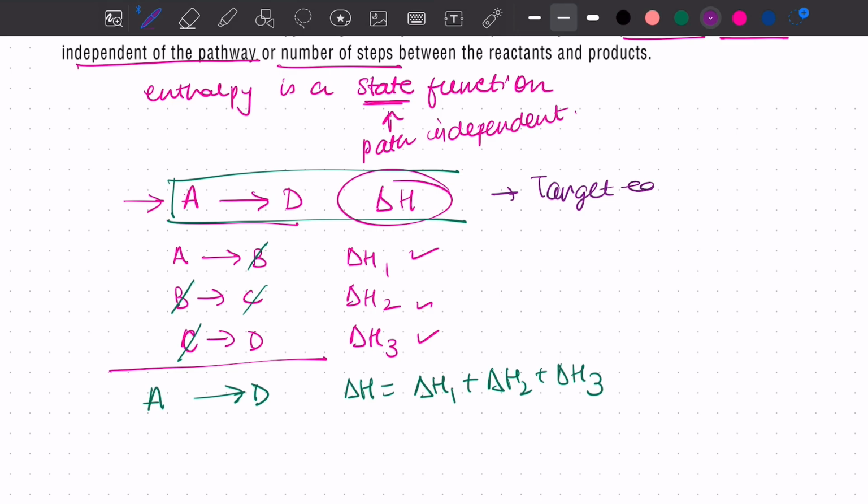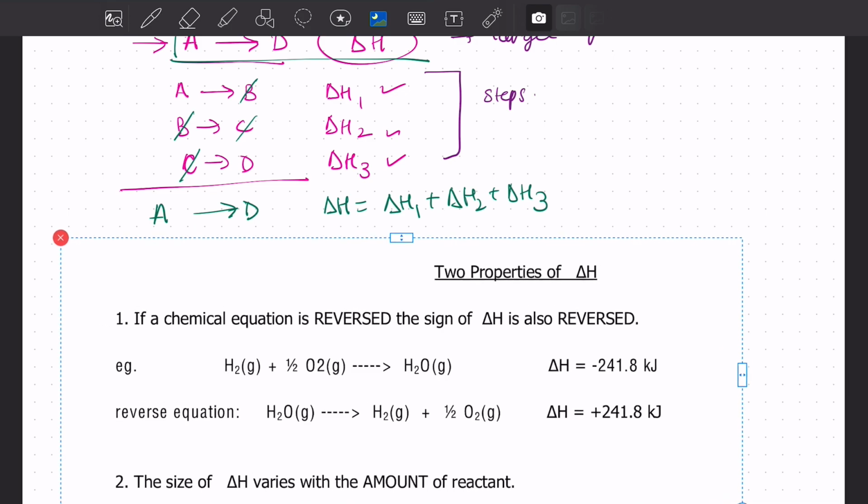Now, the types of questions you will get on a test will always give you the target equation, and they will give you the steps that eventually lead up to making the target equation. So these equations will be given to you. Of course, these equations will not be given in the way where you just have to add them up. You might have to make some manipulations on those equations.